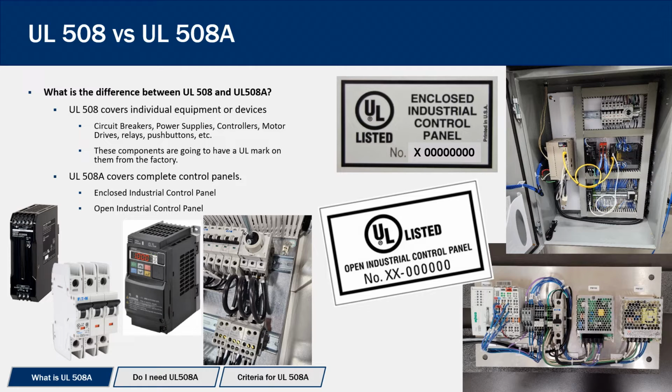It's basically a panel that's intended to go in an enclosure at the point of installation. So we can still put a UL label on that for a panel that is going to get embedded into a machine, let's say.